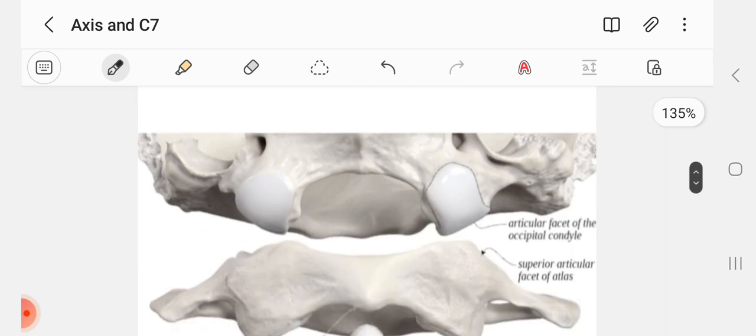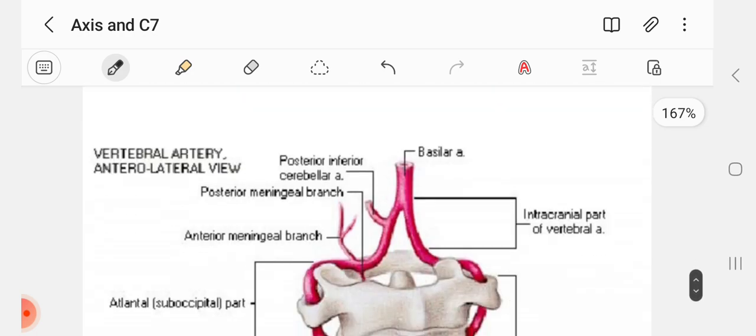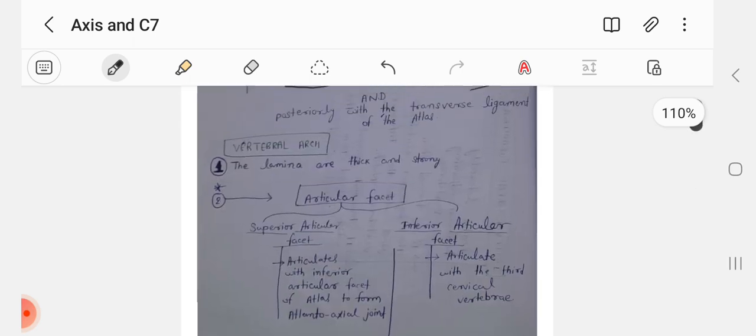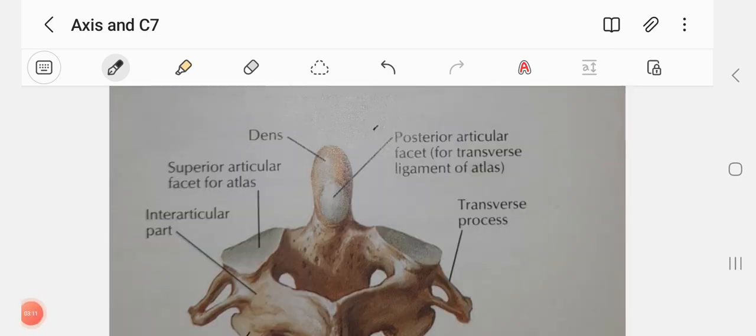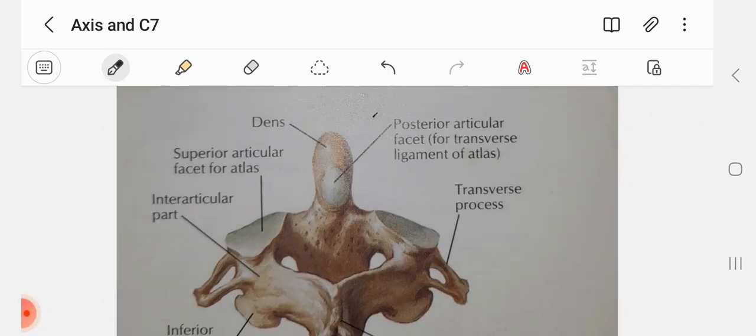Unfortunately this image is not here, so just remember posteriorly. Here we see the posterior view of the axis. In the posterior view, we see this facet, which is the posterior articular facet, which provides attachment for the transverse ligament of the atlas.